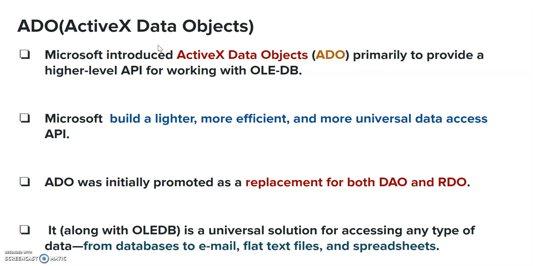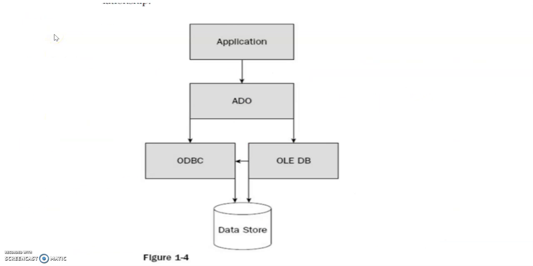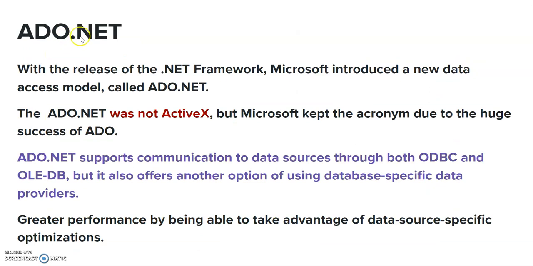You can compare this ActiveX control to a Java applet in the case of Java. Now in ADO.NET, you can see only the .NET component is extra. It is a successor of ADO. With the introduction of the .NET framework, Microsoft introduced a new data access model which is called ADO.NET.